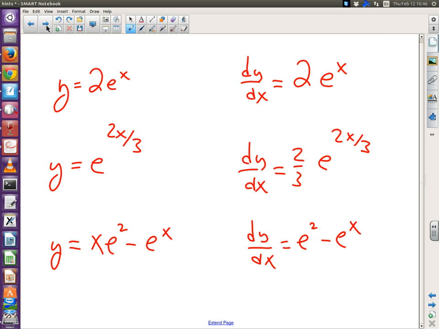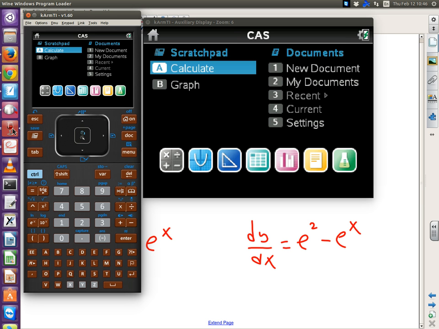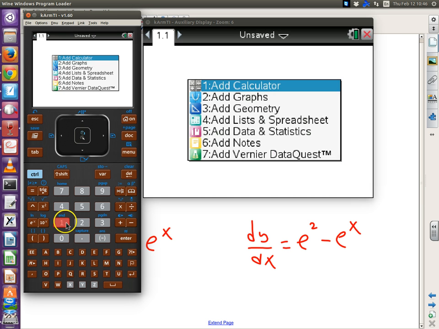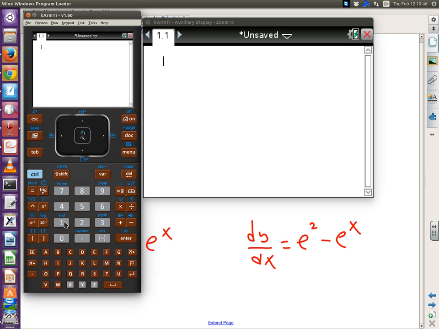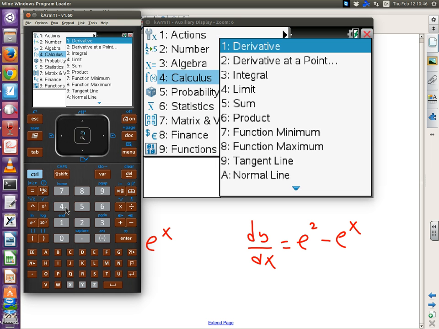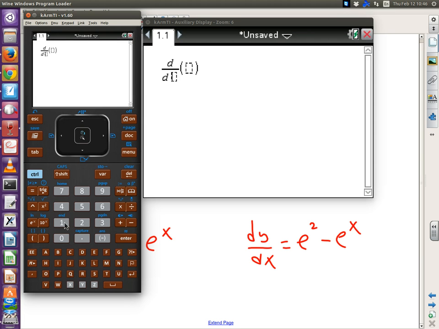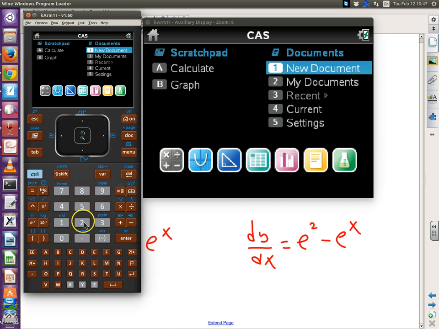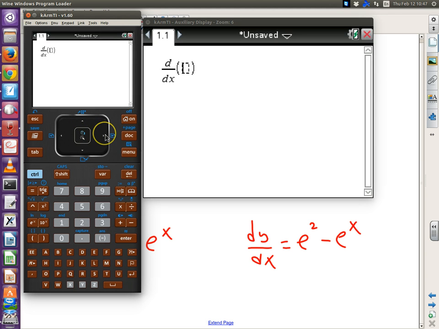And just for fun, why don't we check that stuff? Here we go. Let's make a new document, a calculator document. And let's do menu, calculus, derivative, not at a point, just plain derivative. The first one we did, with respect to x, was 2e to the x, right? Oh, it's stuck already. It's crazy. Okay, so 2e to the x.